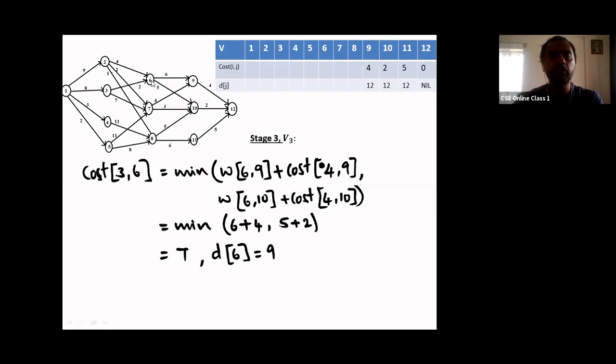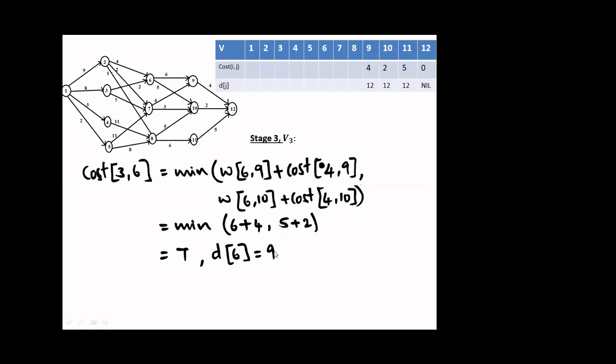So the meaning is nothing but when you are at vertex 6 in stage 3, the shortest path to reach the sink is 6 to 10 and 10 to 12. So this is the path if you are at stage 3 vertex 6. Fine. So accordingly, the next node which we need to connect is the least one. The least one is the second part, that is 10. So therefore, D of 6 has to be 10.